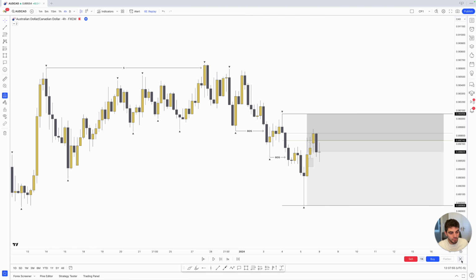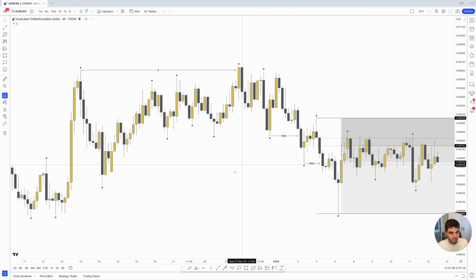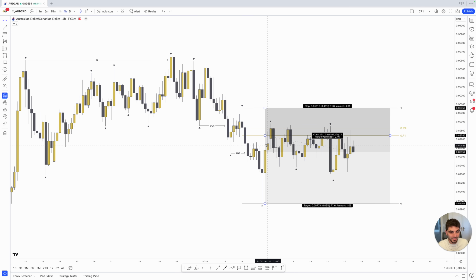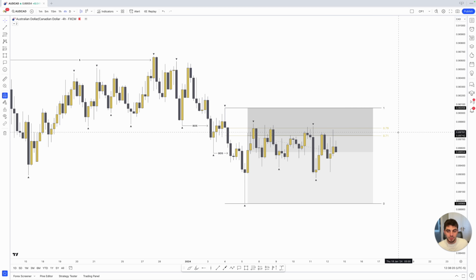Now let me remove replay mode, and you can see where price is currently at. Again, this is not ideal. I have no expectations for this trade anymore. So we'll see what happens with this trade. I might get stopped out. It might win. I don't know. We'll see what happens next week.